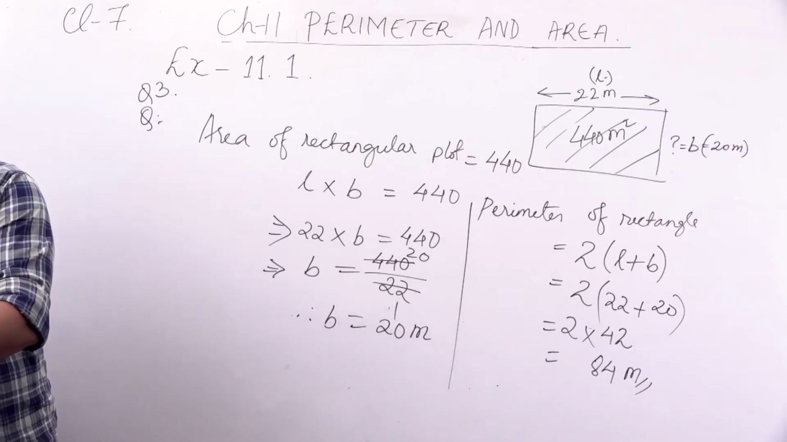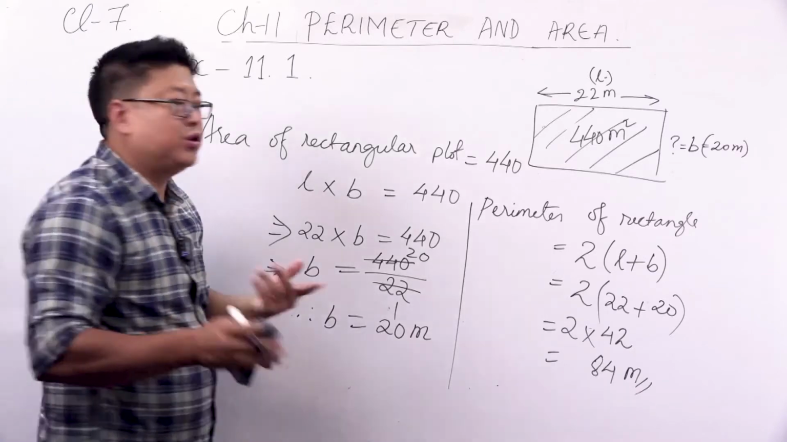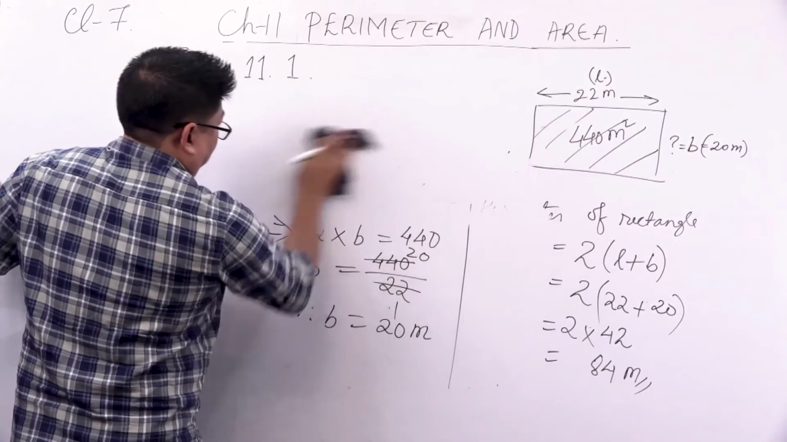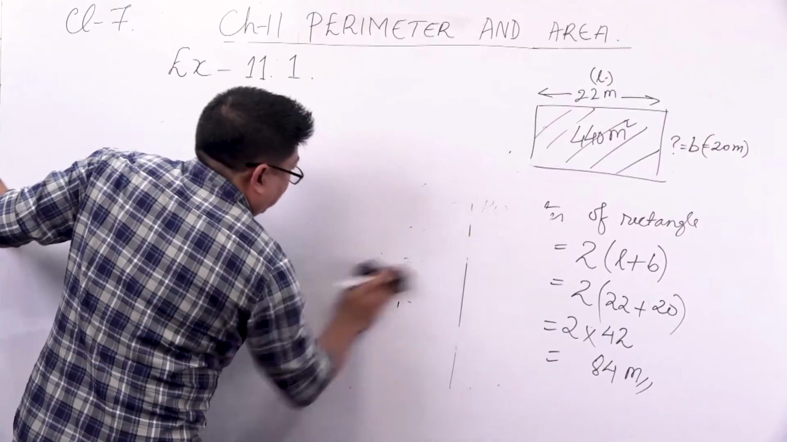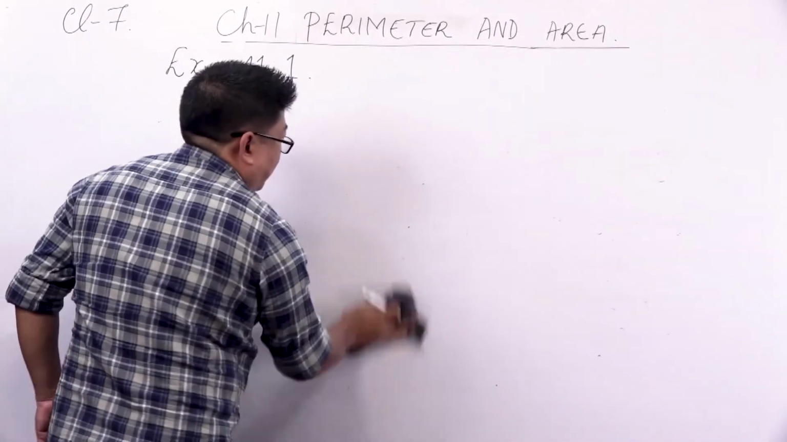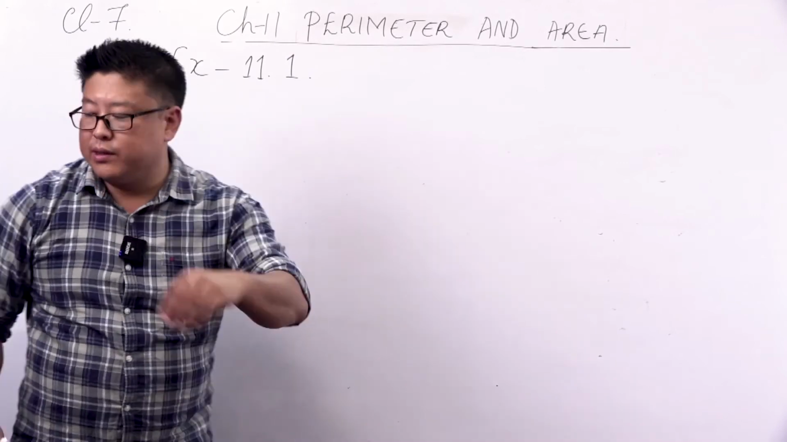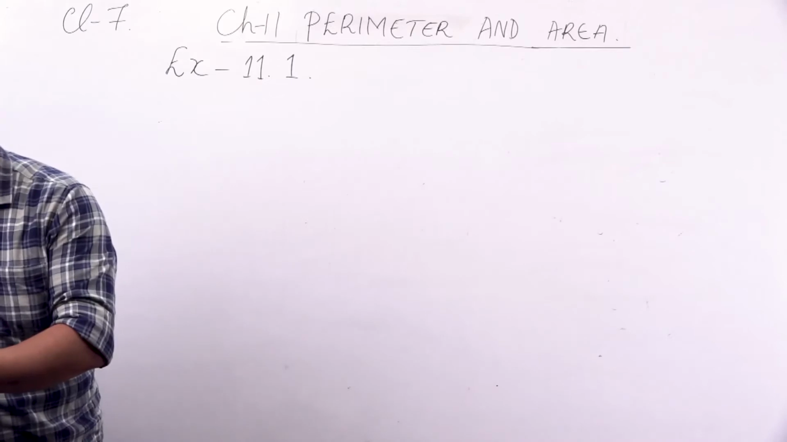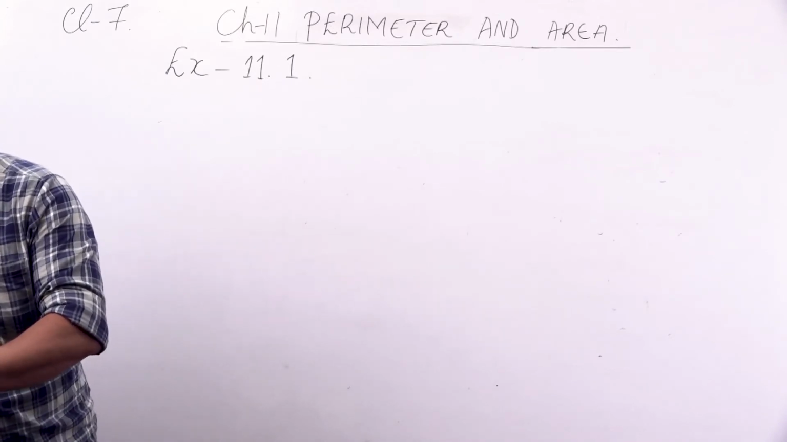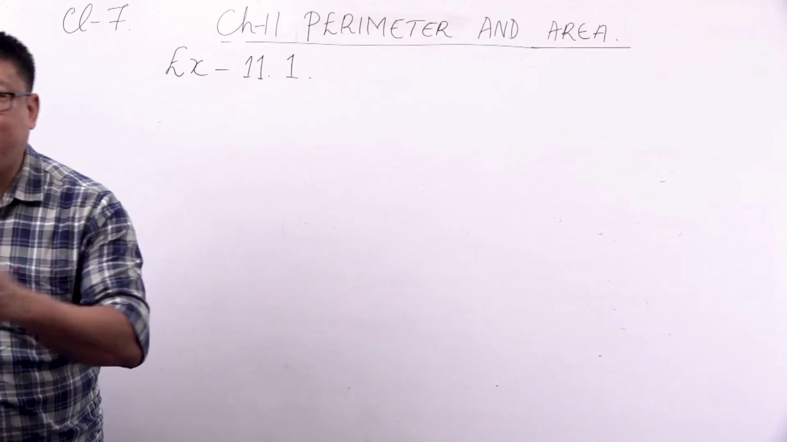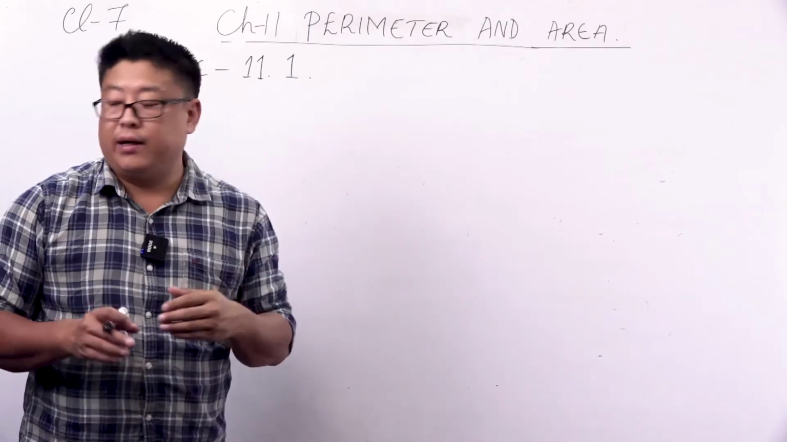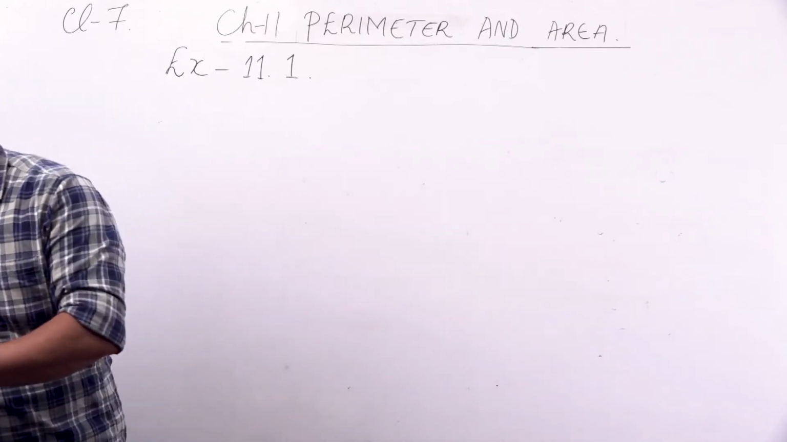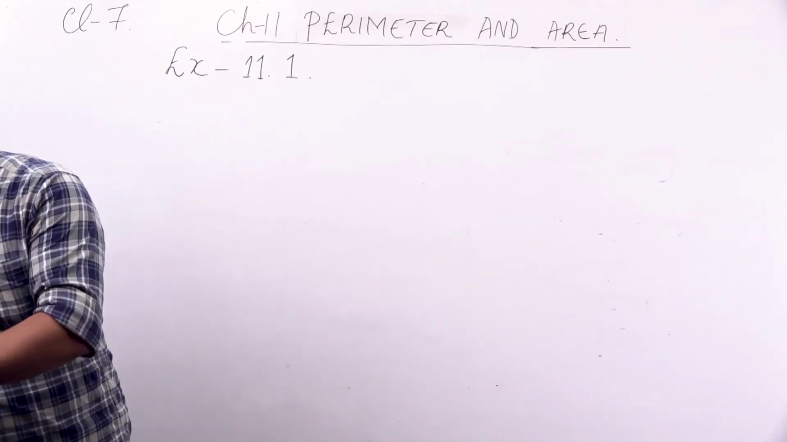Question number 4 and question number 5 are also similar, so I'm going to skip them. We will move on to the next question. Now in this class, we may not be able to finish all the different problems, but we will try to cover as many different types of problems as possible, okay? Questions 4 and 5 are almost similar to 3, where different area or perimeter is given and you have to find the length and breadth.